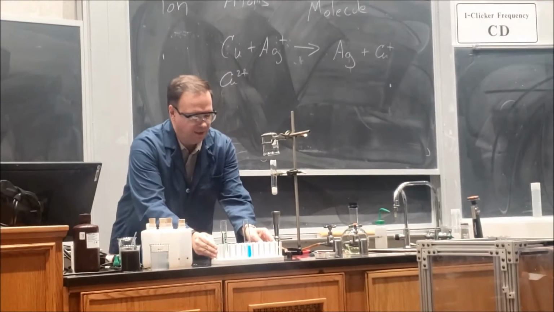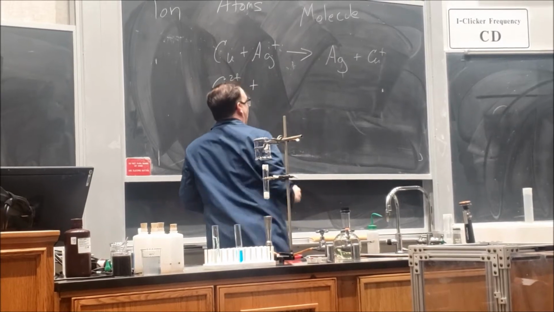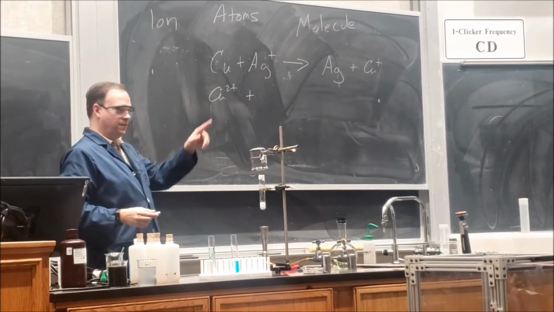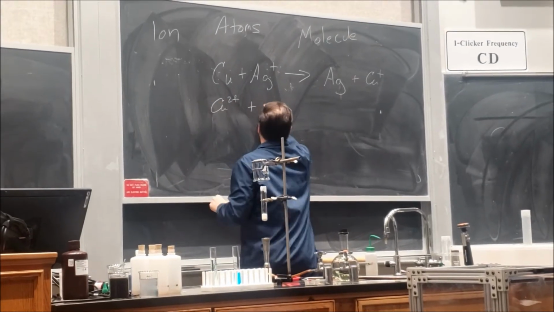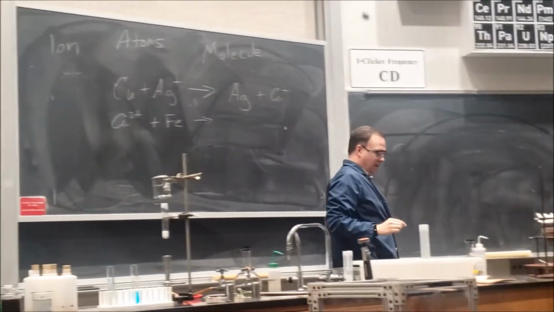Yeah. And we're going to take a different metal. We're going to take iron. Who knows what the chemical symbol for iron is? Iron. Fe. Fe comes from Latin, ferrum. Faith in Spanish. So, what might happen?